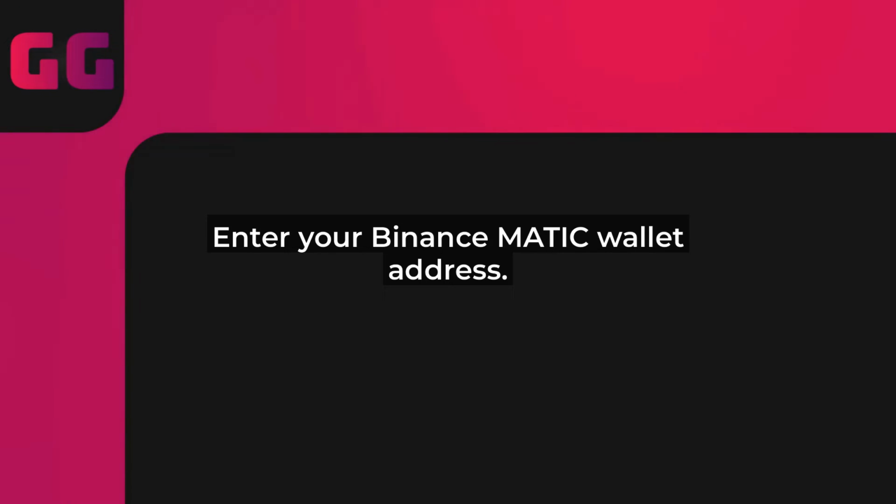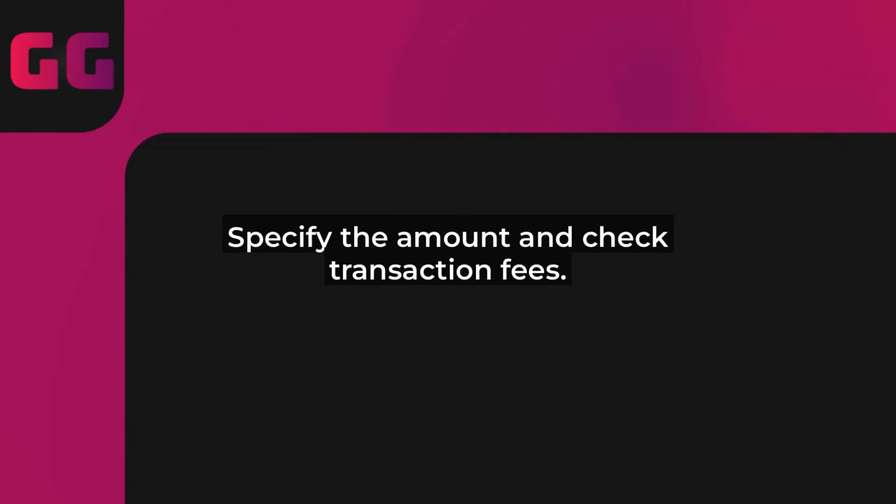Step 3. Enter the wallet address from your Binance account. You can find this by logging into Binance, going to your wallet, and copying the Modic address. Paste it carefully into the Bitrue form. Then, input the amount you want to withdraw. Don't forget to check the transaction fees, as they can add up.